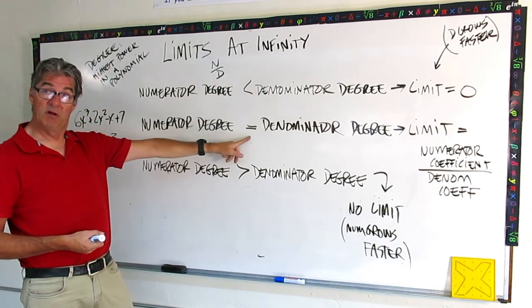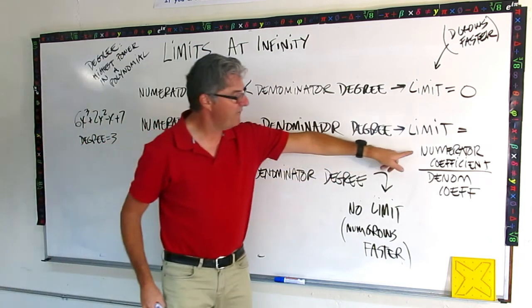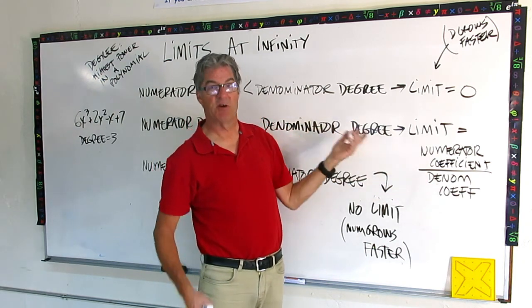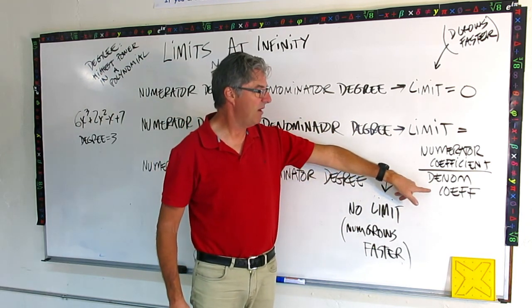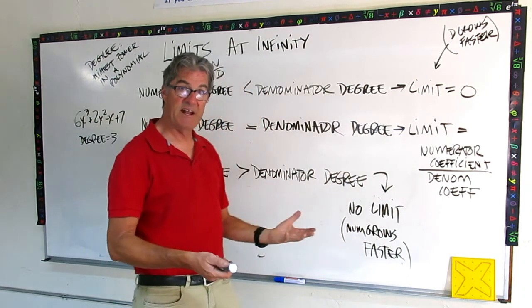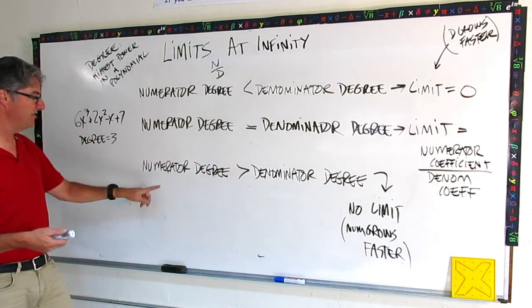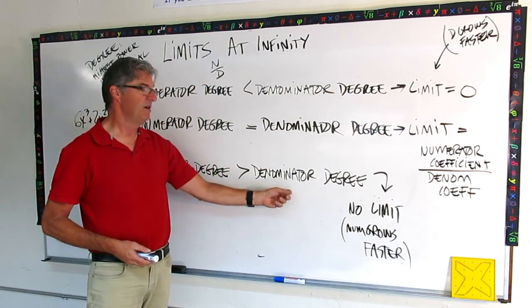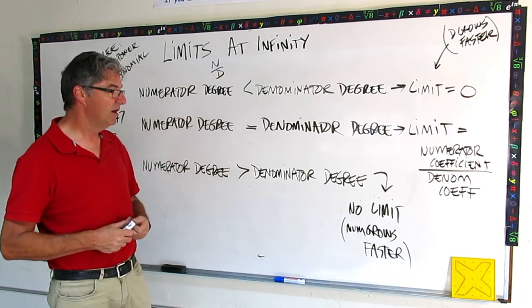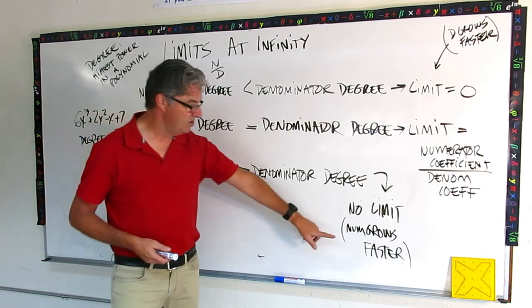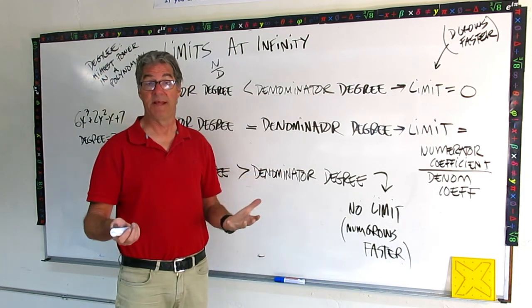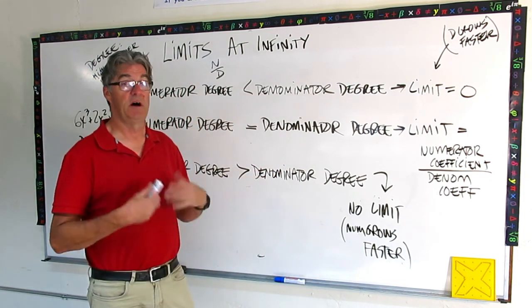When they're equal, then the limit is going to be the coefficient of the highest power term in the numerator over the coefficient of the highest power term in the denominator. So you're going to get a limit that's just that little fraction. We did that. That was our second example. Now the last case is when the numerator degree is bigger than the denominator degree. In other words, the top of that fraction has a higher power. There's no limit in that case because the numerator grows fast. It's on the top of a fraction. So as the top of the fraction gets unbelievably big, the whole fraction also gets unbelievably big.